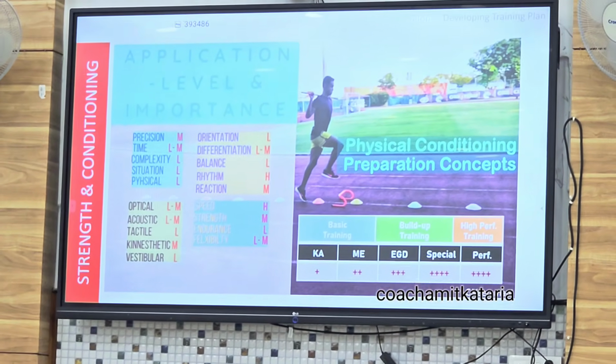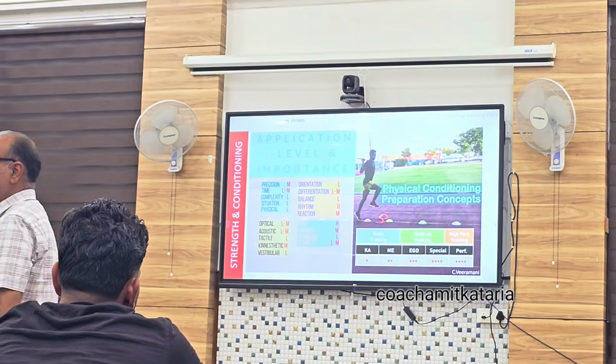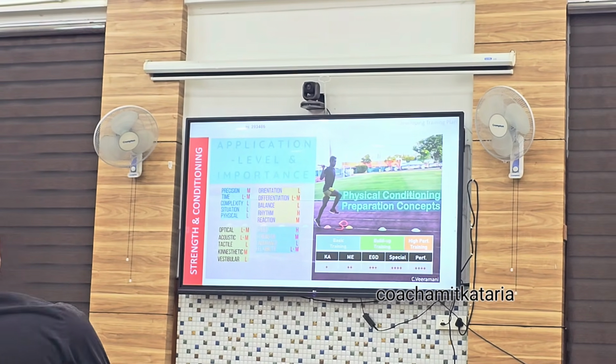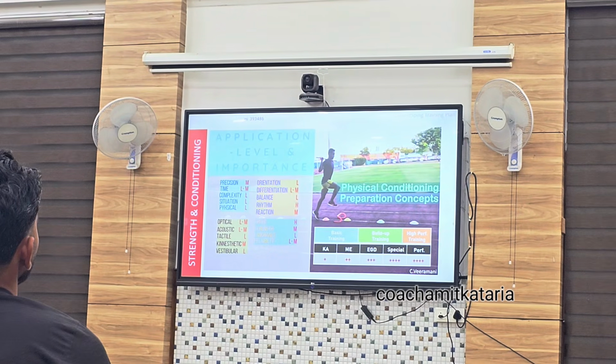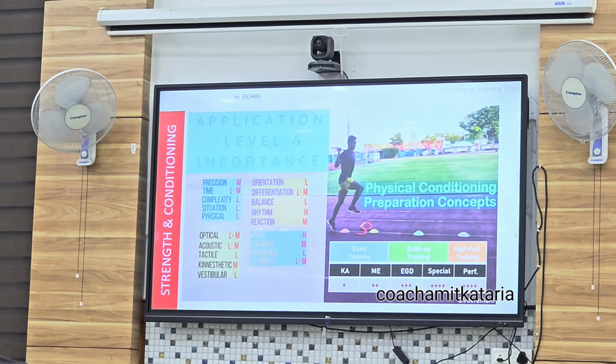Next topic is the grades values. What is the next topic? Now when we start with the training plan, the first thing is to establish your athletes.